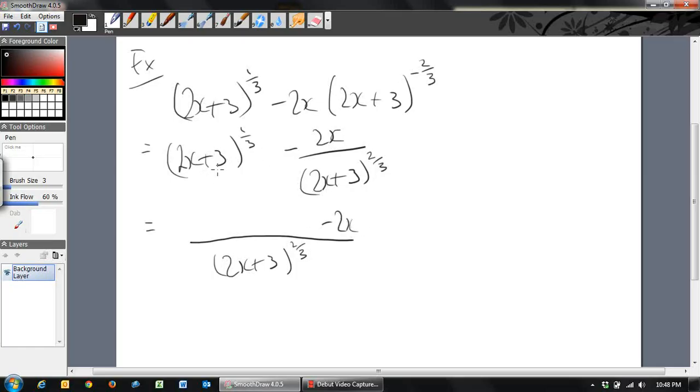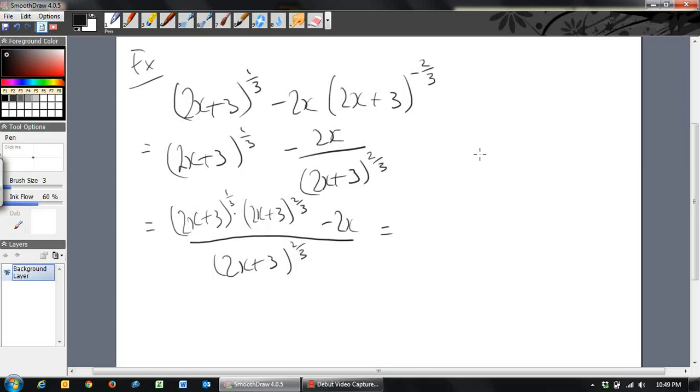So we're going to have on the bottom line 2x plus 3 to the 2/3, and we'll have negative 2x there. And what do we have to do to this side? Well, we've multiplied the bottom by 2x plus 3 to 2/3, so we need to multiply the top by 2x plus 3. So I'll write it like this: 1/3. So I need to multiply the top by 2x plus 3 to the 2/3. Okay, I hope you understand what I've done there. To get the denominator of 2x plus 3 to the 2/3, I've multiplied the top line by that as well.